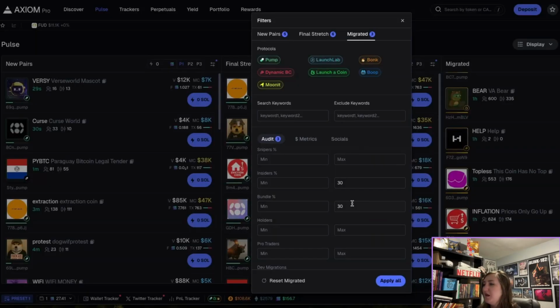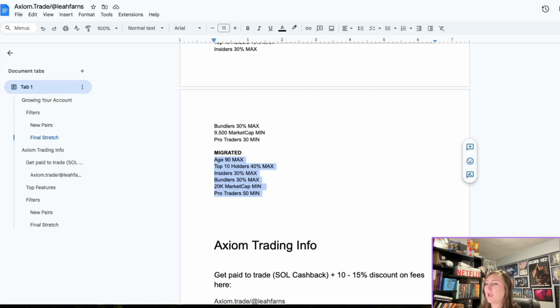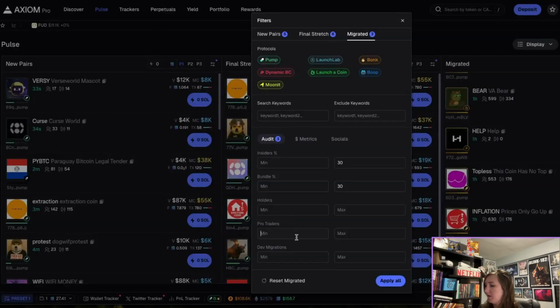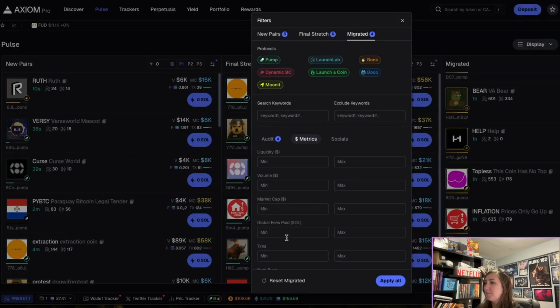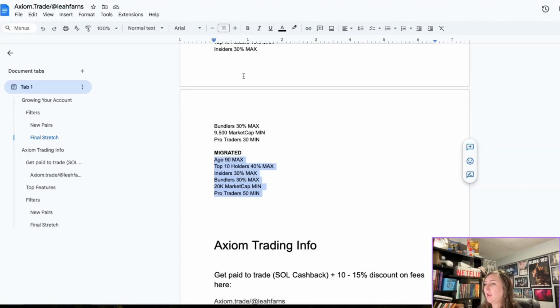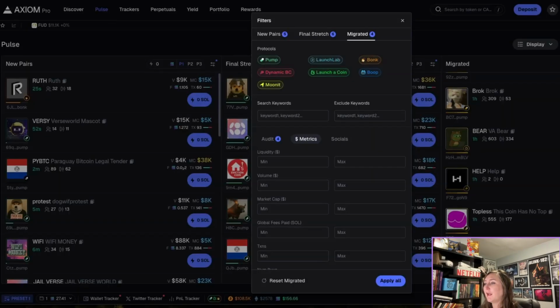We'll do a 20K market cap. We'll have pro traders at 50 minimum. And people do ask, what is the number of pro traders you're actually looking for? And it is going to vary week by week, day by day, because the meme coin market does move quickly. So depending on how much volume is in the meme coin market, that's why it varies so much. But this is kind of a little general guideline I would say to stick with here. Sorry, 20,000 market cap here, minimum.